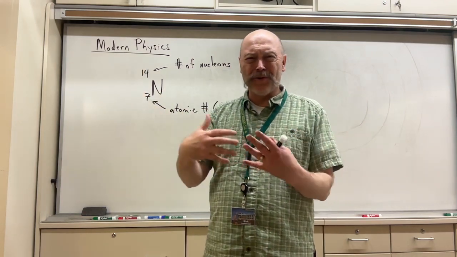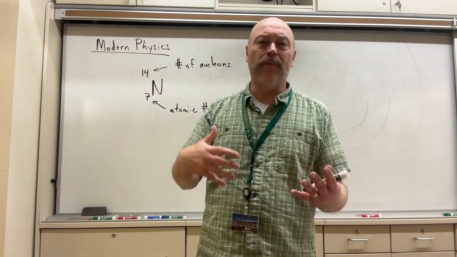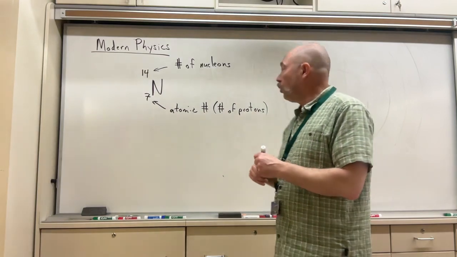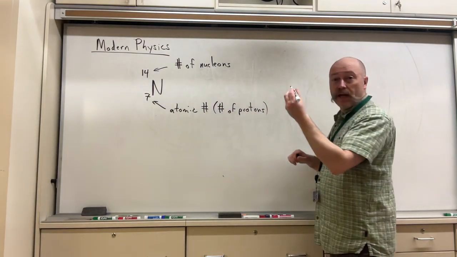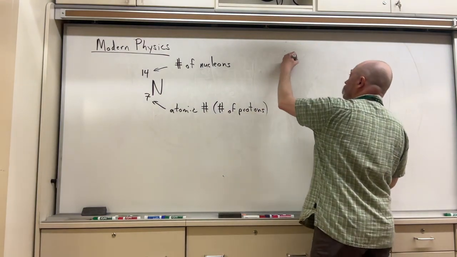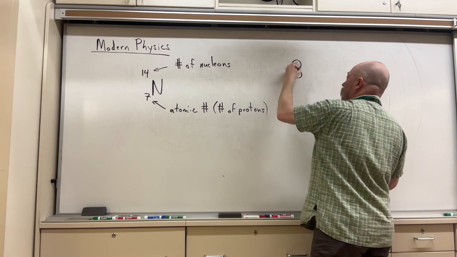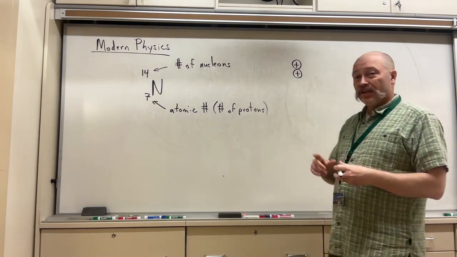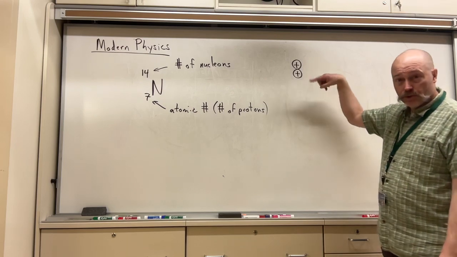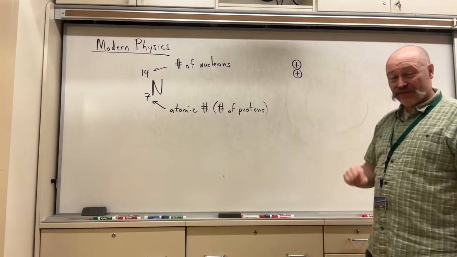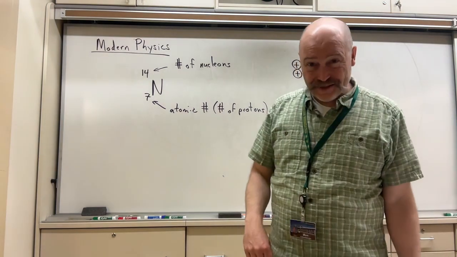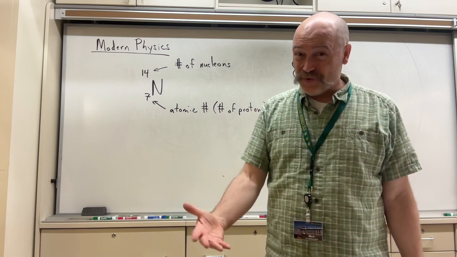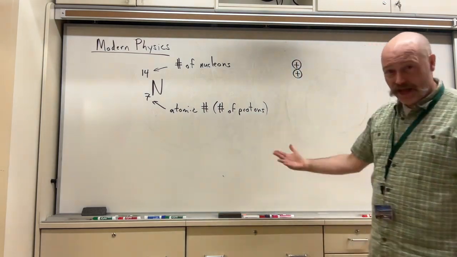Now, you might ask, why are there neutrons there in the first place? Well, here's why. If I was to draw the nucleus here, let's say I have 2 positive charges. This would be helium. Do these 2 positive charges want to hang out next to each other? The answer is no, because positive charges repel.